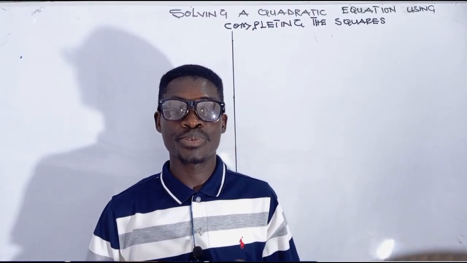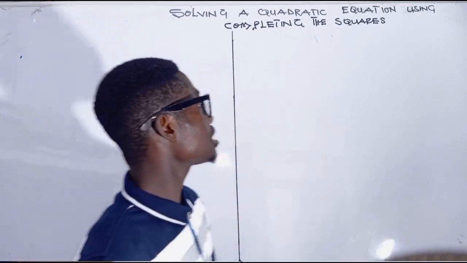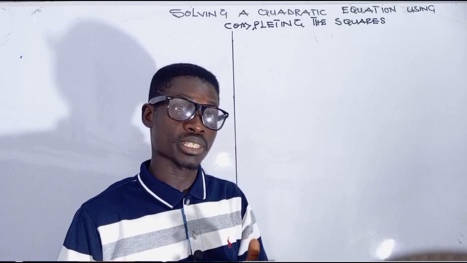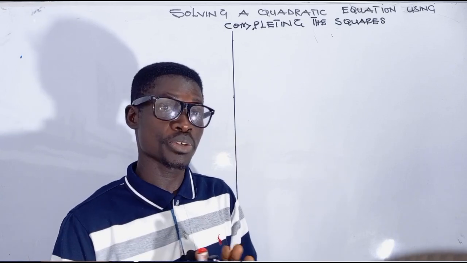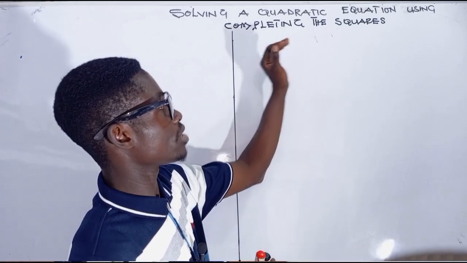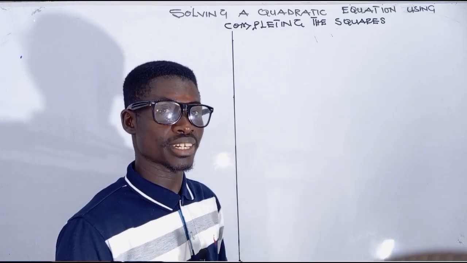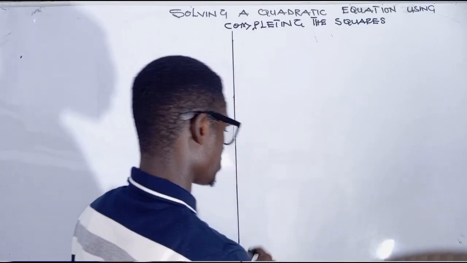So in this very lesson, we want to look at solving a quadratic equation using completing the square. The question is, when and how do we use completing the square to solve a quadratic equation? To get an answer to this question, let's look at this particular example.